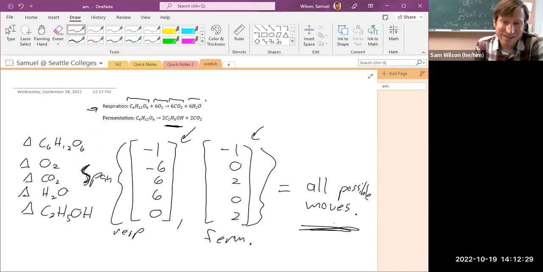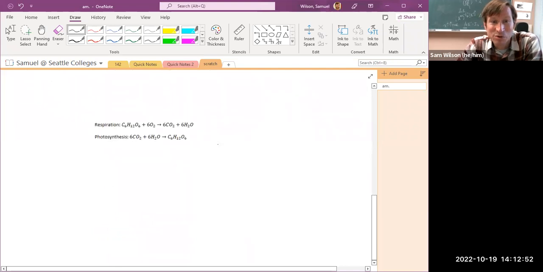One thing that this tells us is that you can't get to an arbitrary combination of molecules, because the collection of all actual moves doesn't fill up the collection of all possible moves. What we might do is contrast this example to the example with, say, respiration and photosynthesis.